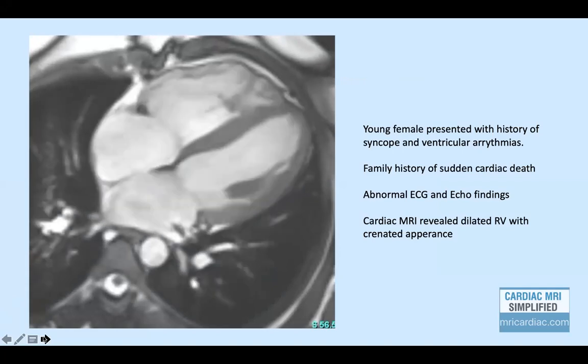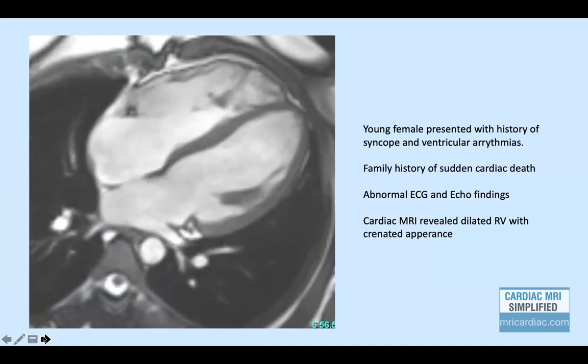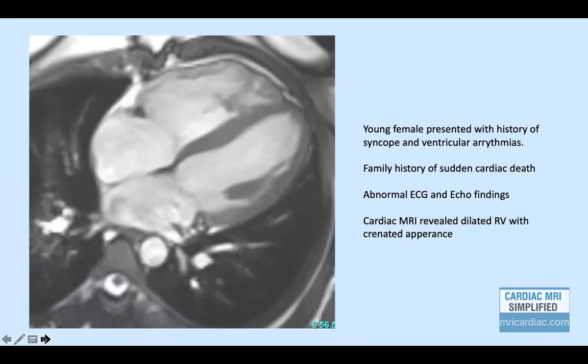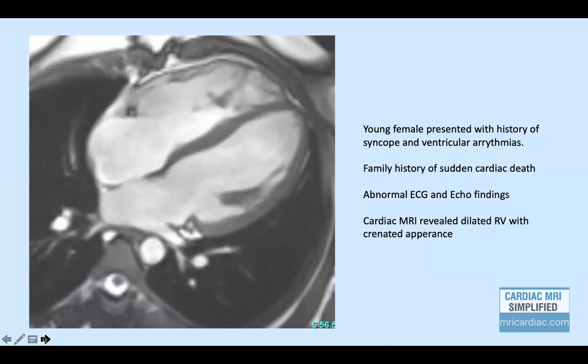Young female presented with history of syncopal attacks and ventricular arrhythmias. There was family history of sudden cardiac death in first degree close relative. ECG and echo findings were abnormal, and because of that, cardiac MRI was suggested for further workup.